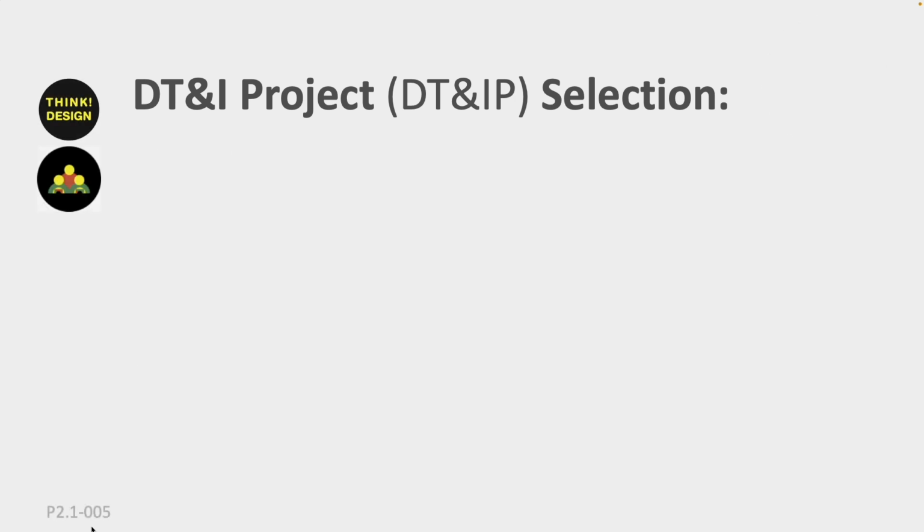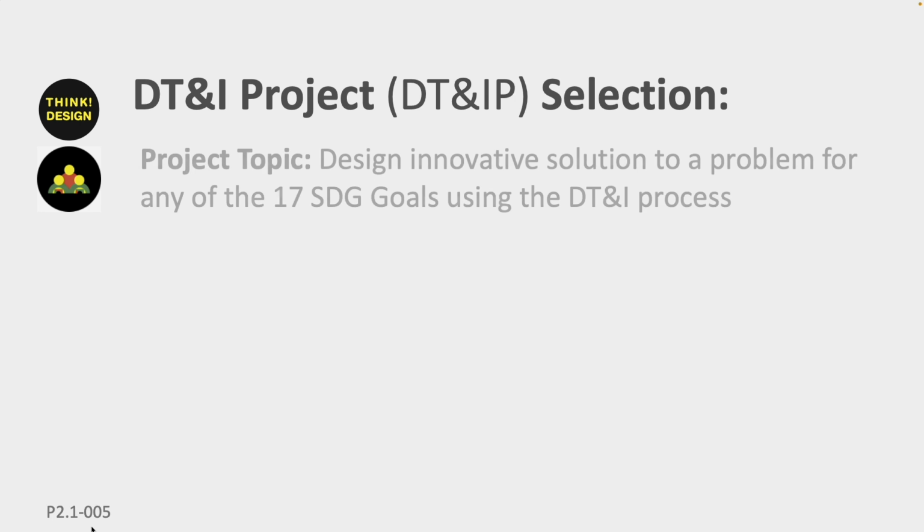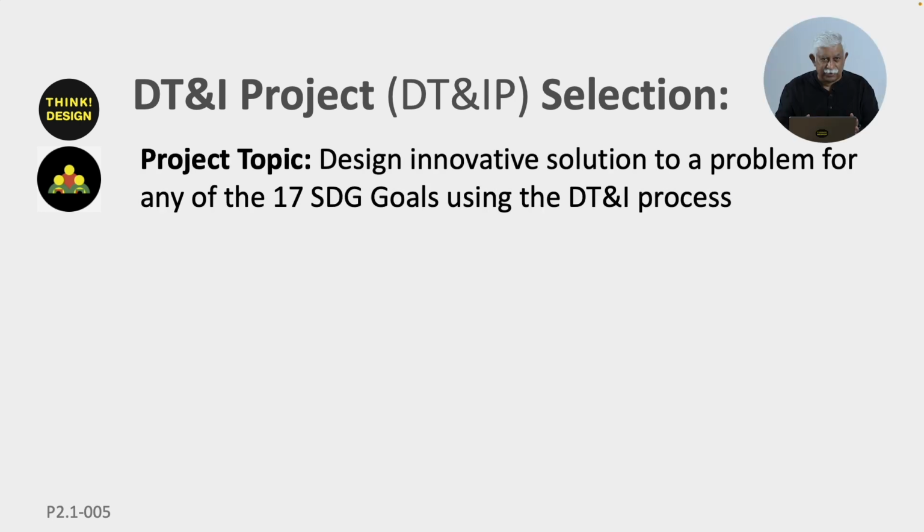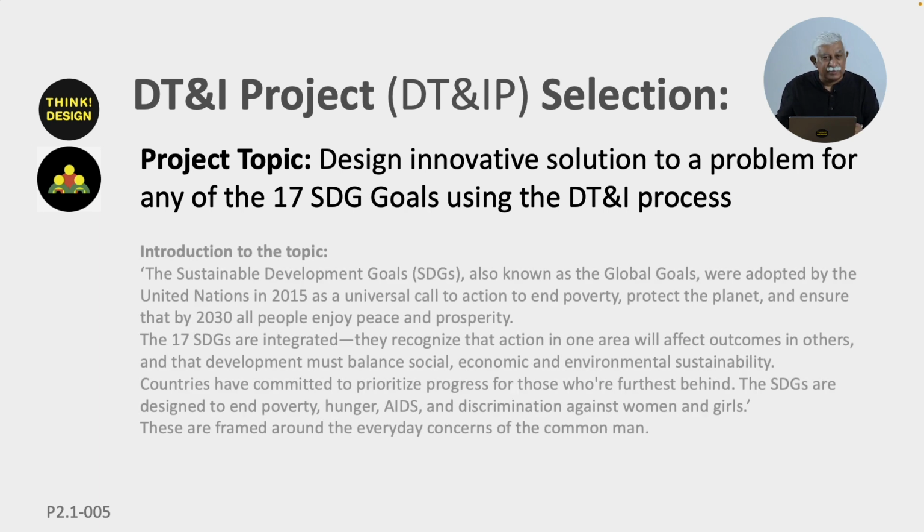So, let us look at design project selection. You need to select a topic for your project. The intention is to design an innovative solution to a problem for any of the 17 SDG goals using the design thinking and innovation process. What are these 17 SDG goals?